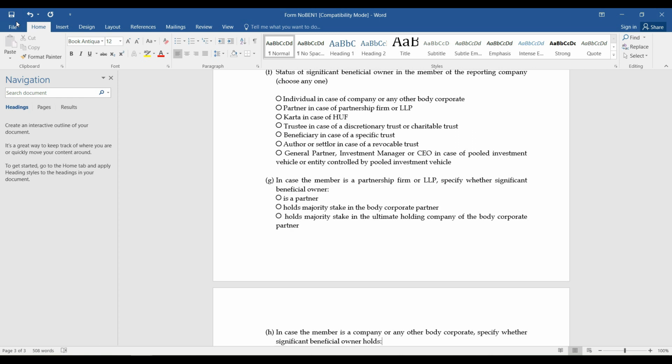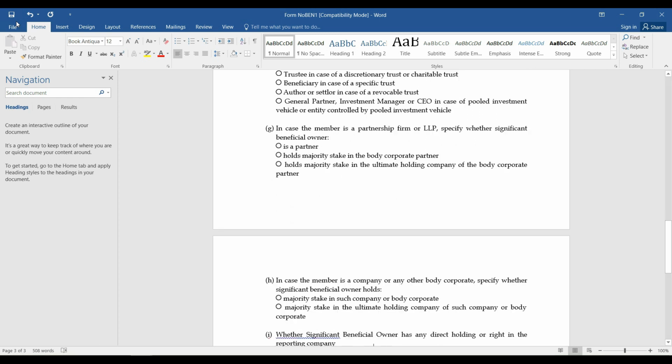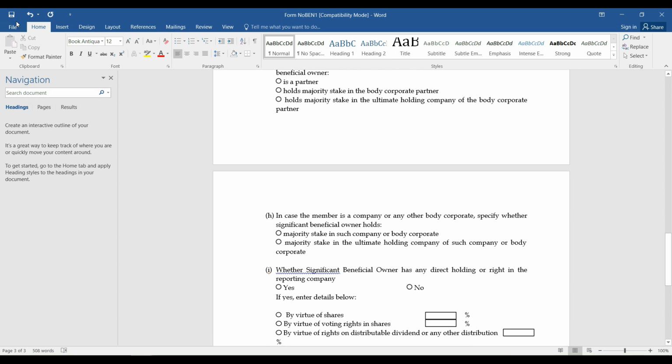In case the member is a partnership firm or LLP, then we have to select the option accordingly. In case the member is a company or a body corporate, we have to specify whether the significant beneficial owner holds a majority stake in such company or body corporate, or a majority stake in the ultimate holding company or such holding company or body corporate. So we have to select that option.